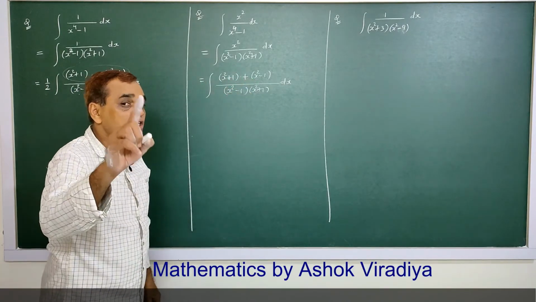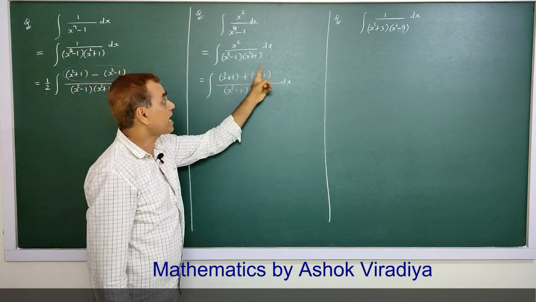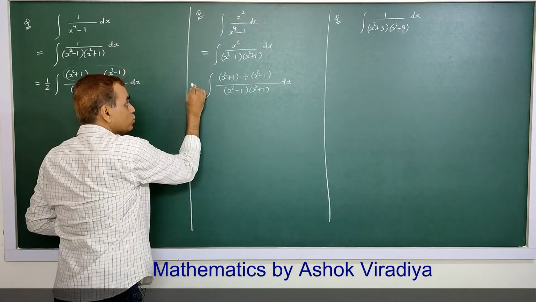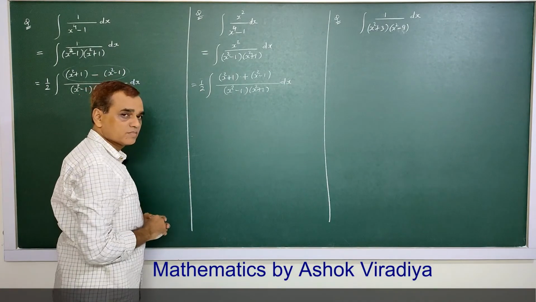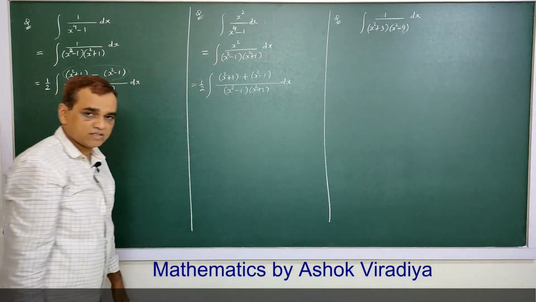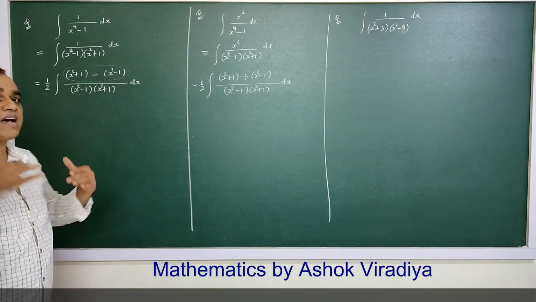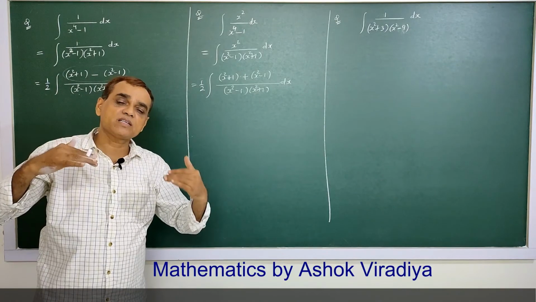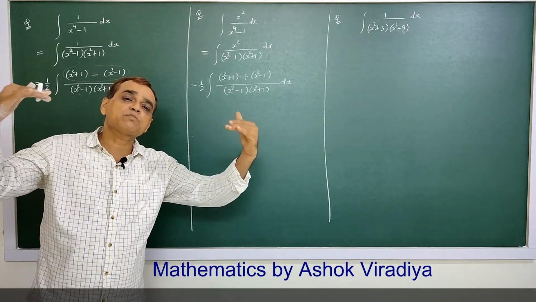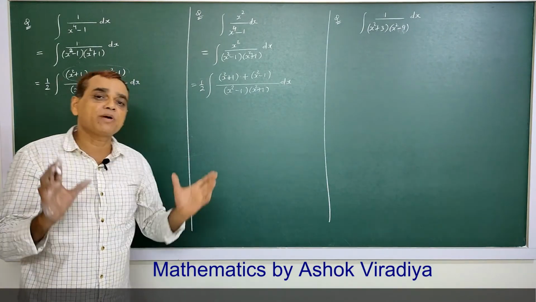But we don't want 2x square, we want x square. And this is 2x square. So divide by 2. So 1 by 2 into 2x square is x square. So in this type of integrands, if everywhere you find x square, the numerator can be expressed as a combination of both the factors which are in the denominator.